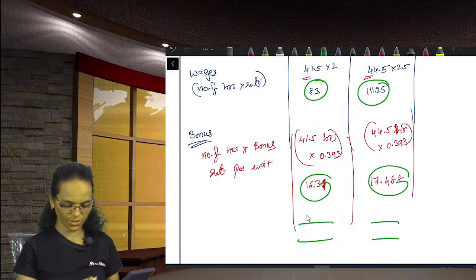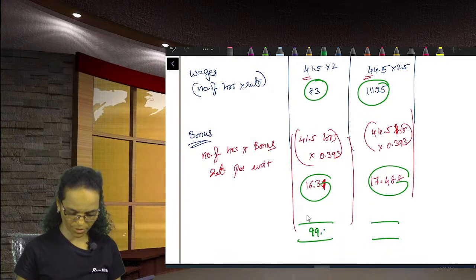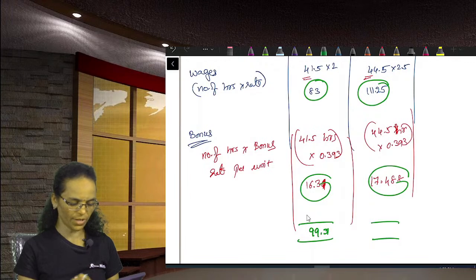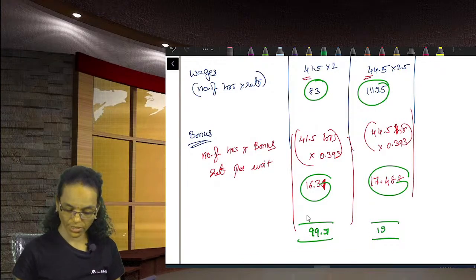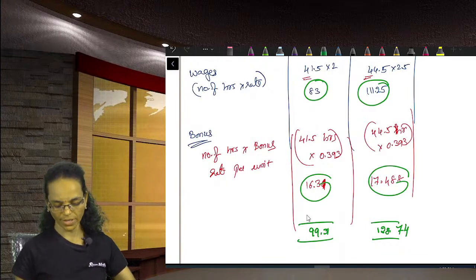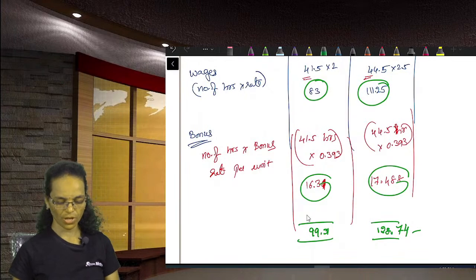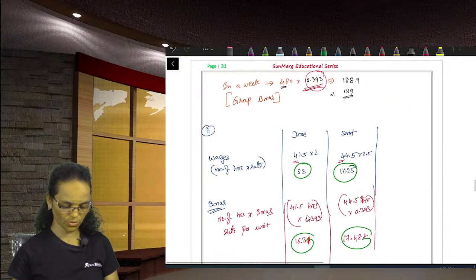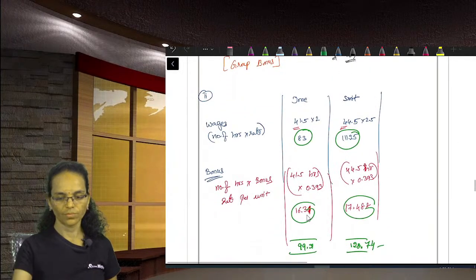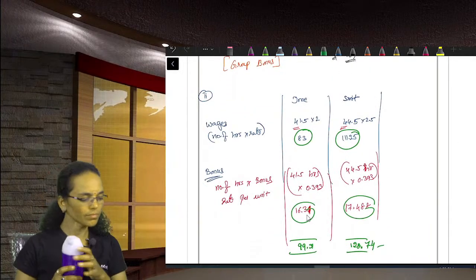So in total, 83 plus 16.31 is 99.31, and 111.25 plus 17.488 is 128.74. Got it? Just go through it, I'll give you 1 minute of time.